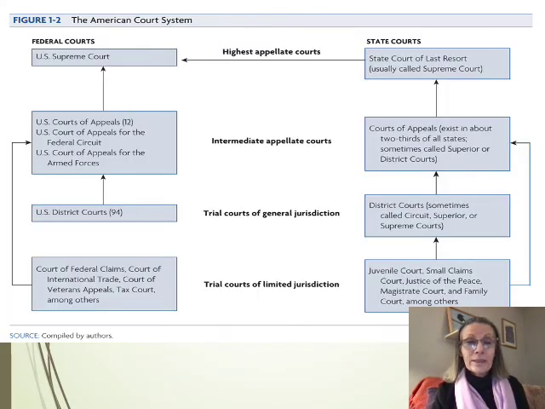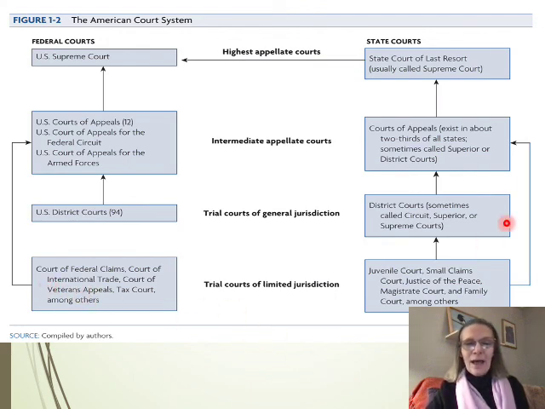So I want to draw your attention to the figure that's in the first chapter, figure 1-2, that basically shows you a diagram of the American court system. And so on the left-hand side here, I'll put on my magic pen. This is the federal court side. And on this side is the state court side. Now, there are 50 states, and each state has a different court system, a different court structure, but this is generally the way that it looks.